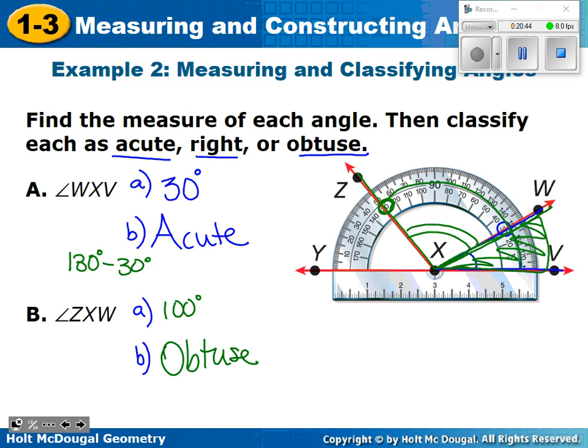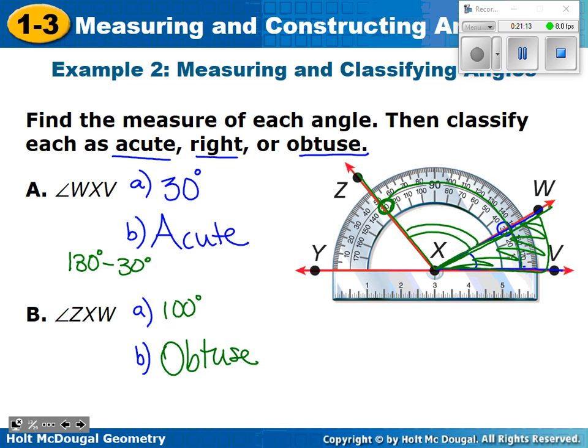Once you have your ray drawn, remember you're going to take the little circle that's in the middle of your protractor and line that up with your vertex. So you want your circle and your vertex to line up, and you want the 0 on your protractor to line up with your ray. So circle and vertex, 0 and ray. Everybody with me there?